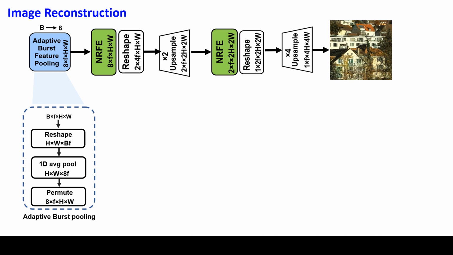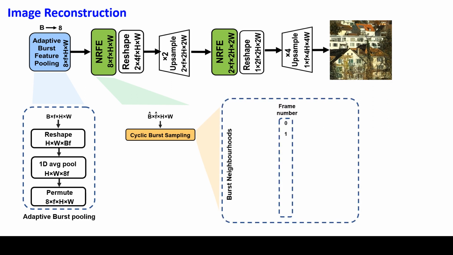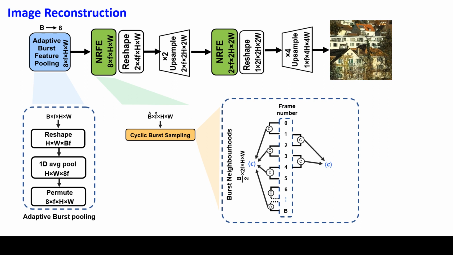Next, the pooled burst feature maps pass through the no-reference feature enrichment (NRFE) module. The key idea of the proposed NRFE module is to pair immediate neighborhood frames along feature dimension and fuse them using the proposed burst fusion module. However, doing this would limit the interframe communication to successive frames only. Therefore, we propose cyclic burst sampling that gathers the neighborhood frames in zigzag manner, called here as burst neighborhoods, such that reference frame could interact with the last frame as well via intermediate frames.